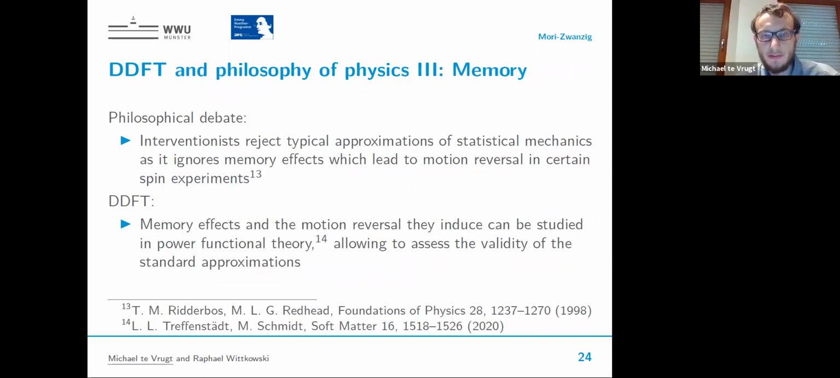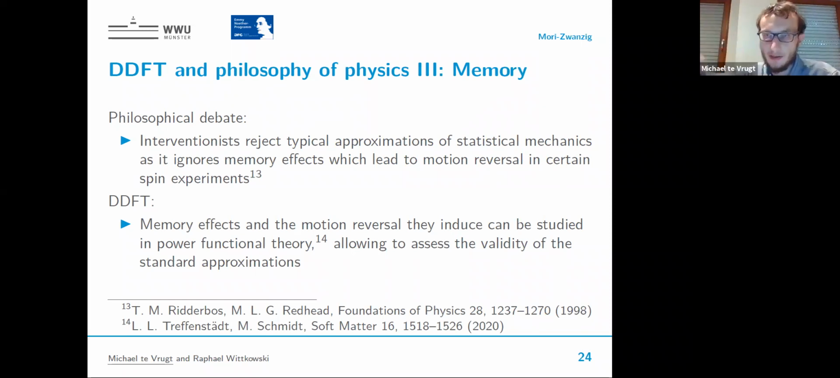Then there is the case of memory. A very famous important argument from interventionism is that the typical approximations of statistical mechanics are not justified because they ignore memory effects, and memory effects can, in certain contexts, in spin experiments in particular, lead to motion reversal.